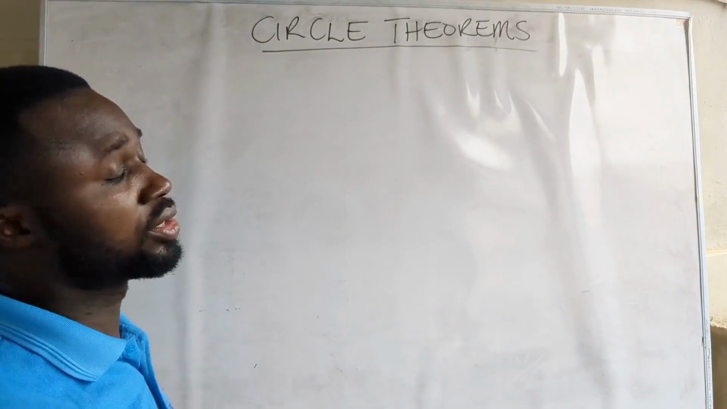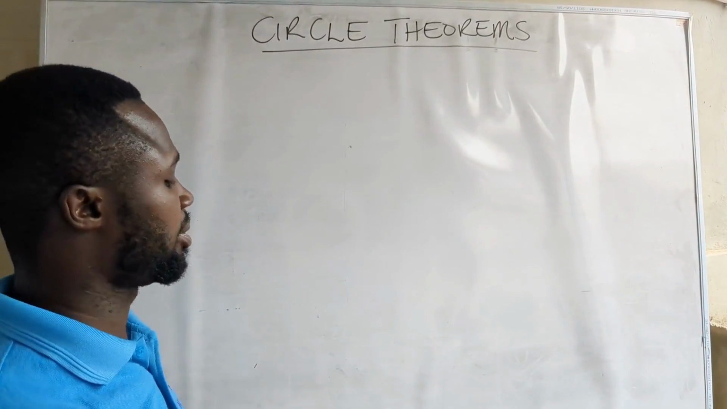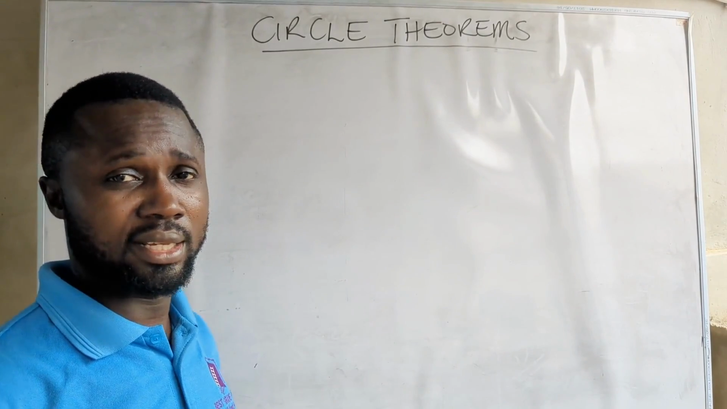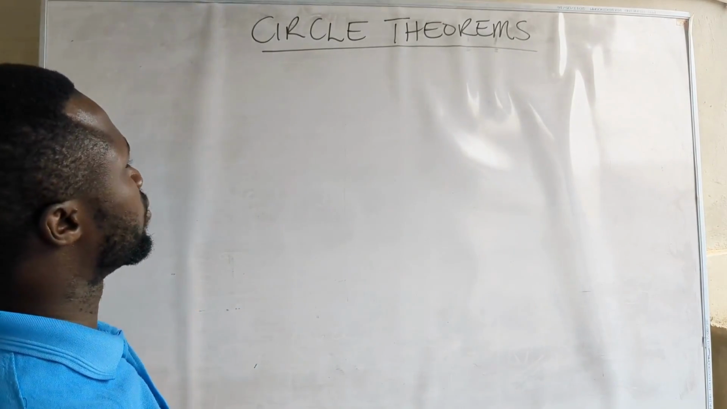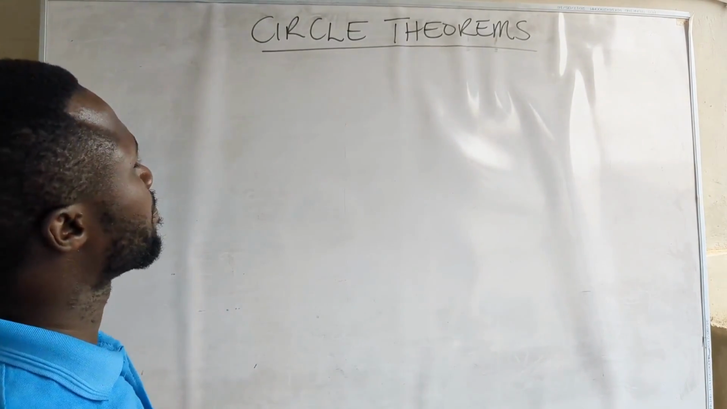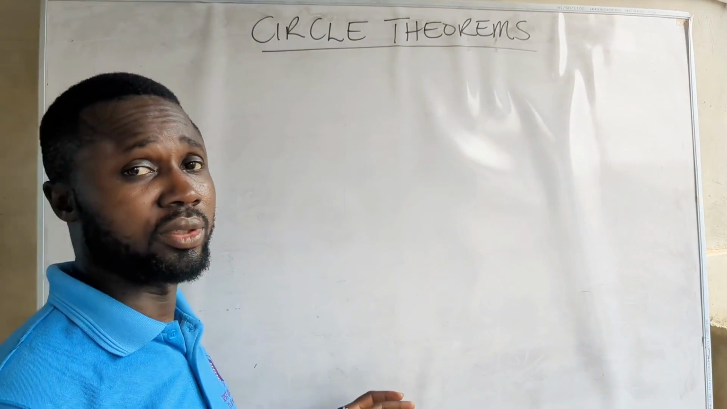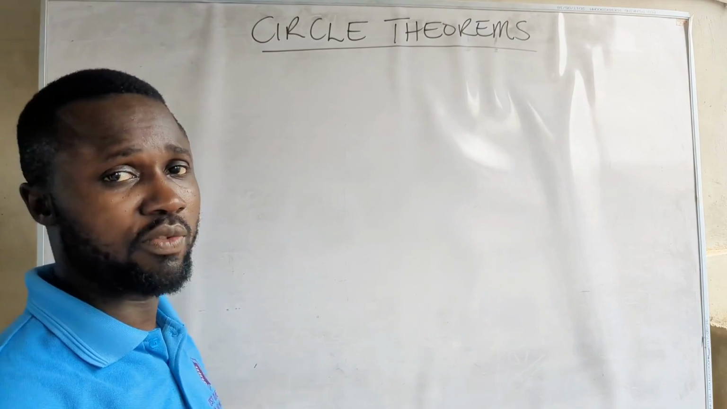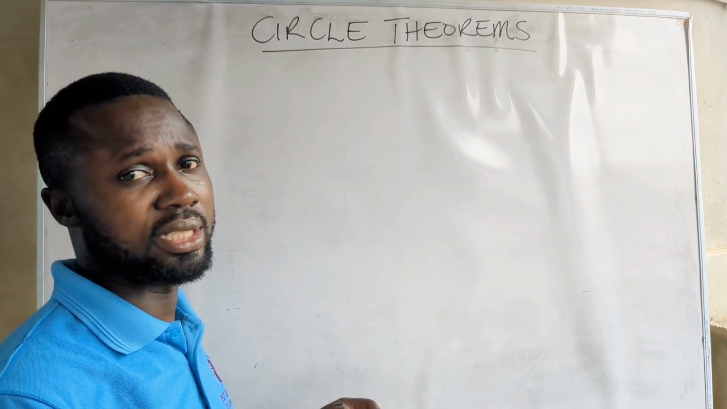Let's look at circle theorems. When you talk about circle theorems, there are angle properties in a circle. So we are going to look at the properties of a circle, and then we have a lot of theorems. We will learn them, and that will help us solve questions with angle properties in a circle.